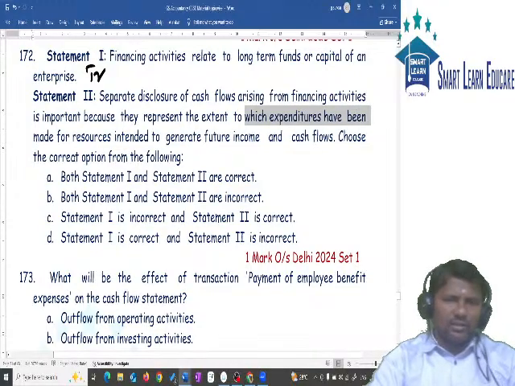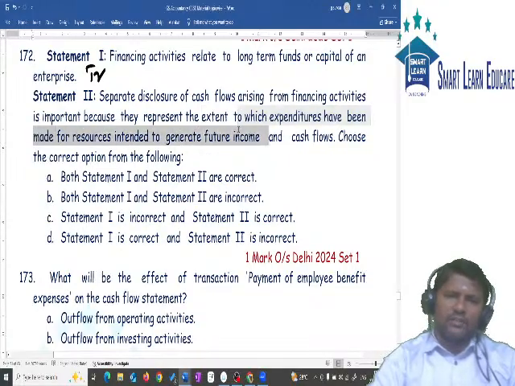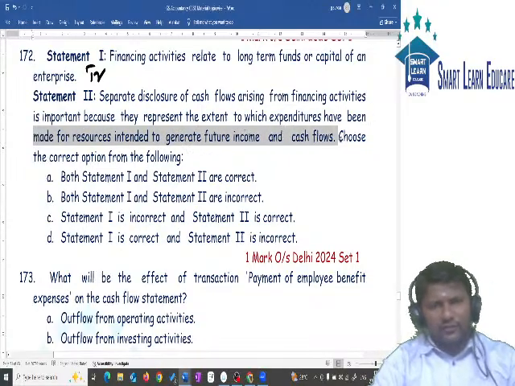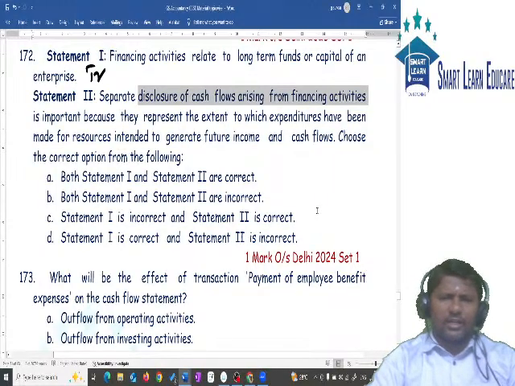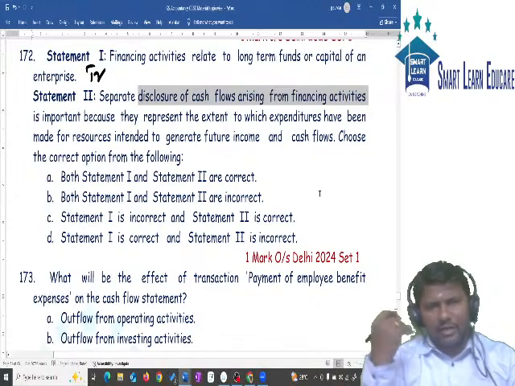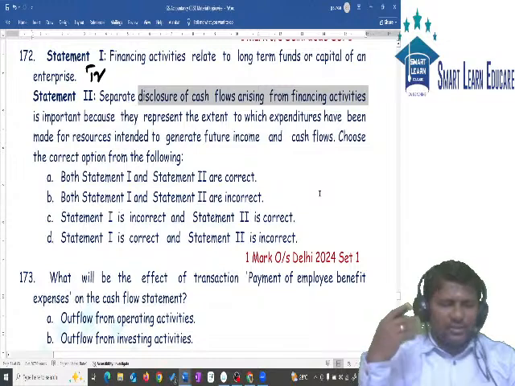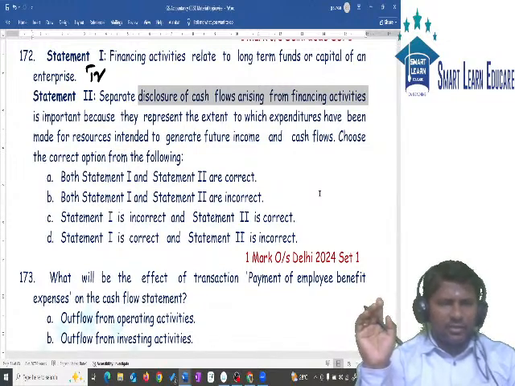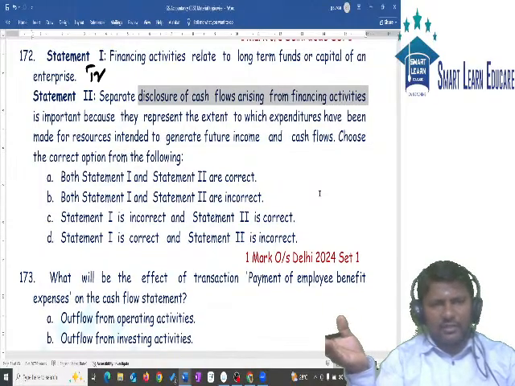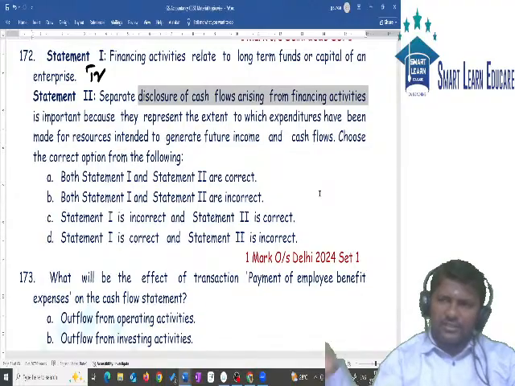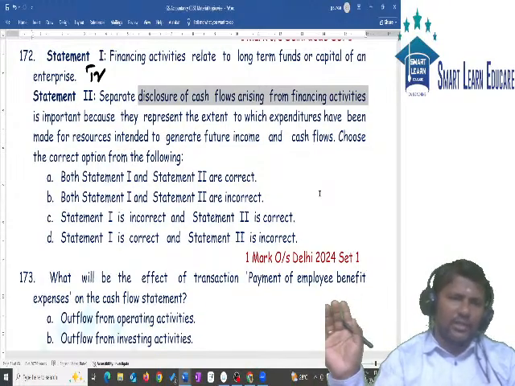expenditure has been made for the resources intended to generate future revenue and cash flow. We will not have any separate disclosure for what activity? Financing activity, we will not have any separate disclosure, is that so? We will have all the three disclosures. Operating will be disclosed separately, investing activity will be disclosed separately, and also we will have the third activity, financing activity. Operating, investing, financing, everything will be shown separately.